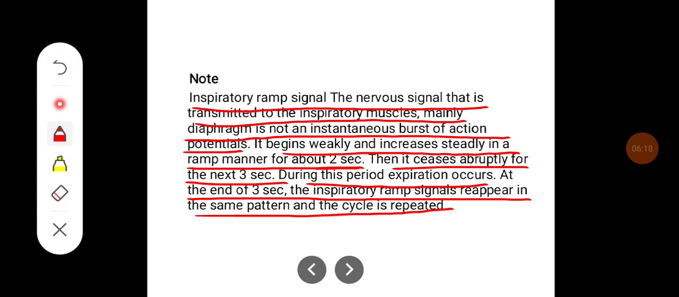So this is the pattern: inspiratory signals gradually increase for the first 2 seconds and abruptly stop. Okay. And then for the next 3 seconds there will be expiration. Again the next cycle is repeated. So like this, the cycle is repeated.